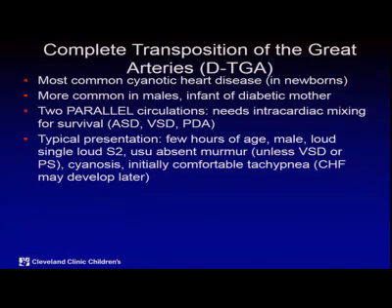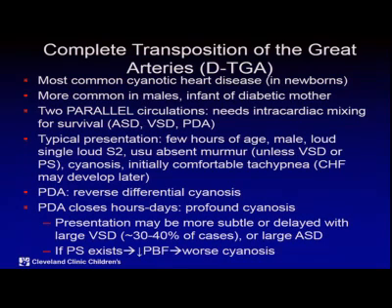So the typical presentation is a male in the first few hours of life, with a loud, single S2, usually absent murmur unless you have a coexistent VSD or pulmonary stenosis. They have cyanosis, initially comfortable tachypnea, but later on they could develop symptoms of CHF. You give them oxygen, they don't get better, think transposition. This is the only one that if they have a PDA, they could have differential cyanosis. So they have reverse differential cyanosis, so higher sats in the legs than the arms. As the PDA closes, now they develop profound degrees of cyanosis.